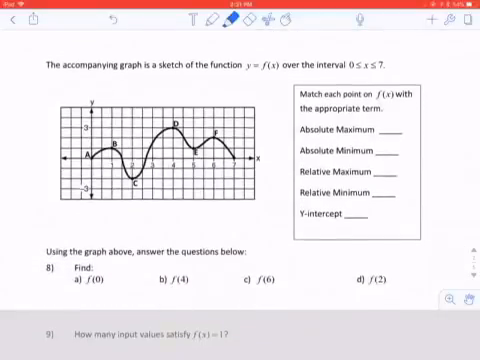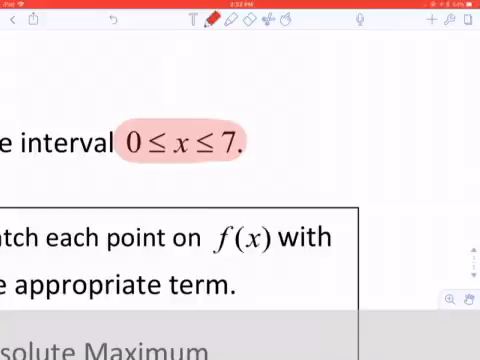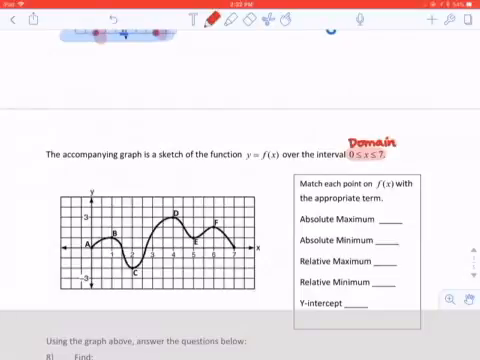All right, moving on. Here's a nice function that we get to answer a lot of questions about. You have to do this tomorrow. We've spent a lot of time looking at graphs, so we should be pretty good about this. The accompanying graph is a sketch of the function y equals f of x over the interval 0 is less than or equal to x is less than or equal to 7. When we tell you we're graphing something over an interval, that means there are no arrows, and that interval that we give you is your domain. From 0 to 7 with your x values.